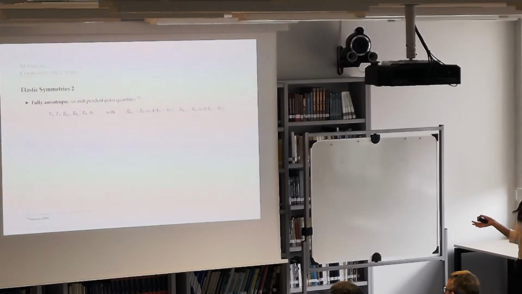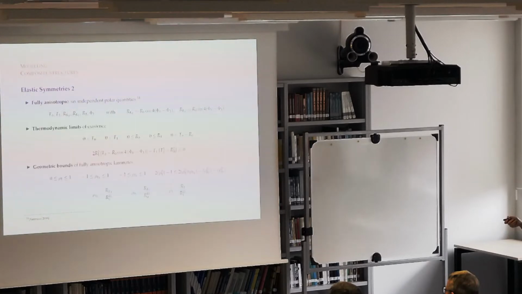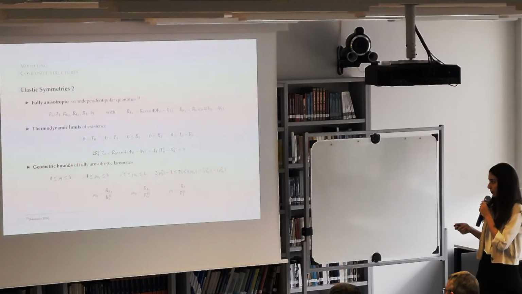If I want to expand my domain to fully anisotropic, I will need 6 independent polar quantities. This time I have 3 anisotropic moduli. For anisotropic material, I have thermodynamic limits of existence that were also valid for the orthotropic cases. But the geometric bounds of the anisotropic laminate that are described here by 4 inequalities are included in these thermodynamic limits. So we do not really need to check the thermodynamic limits of existence, because once we respect these bounds, we are already sure that the thermodynamic limits are respected.